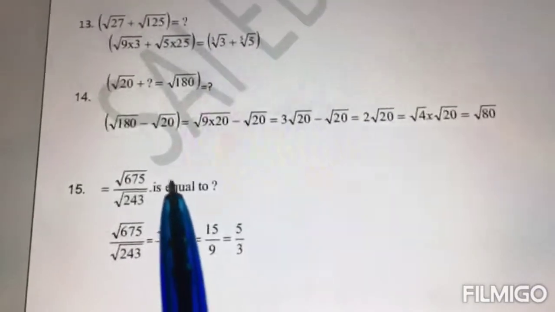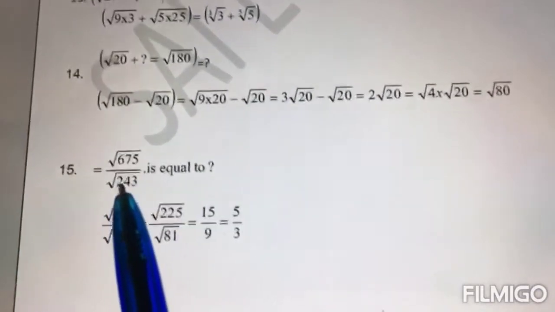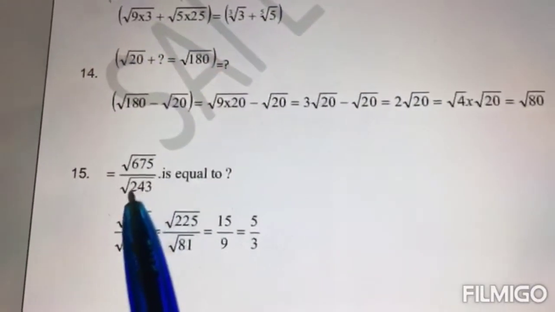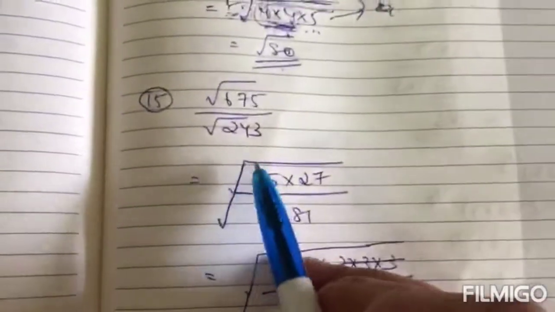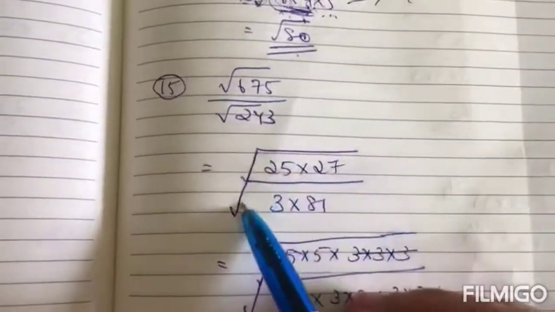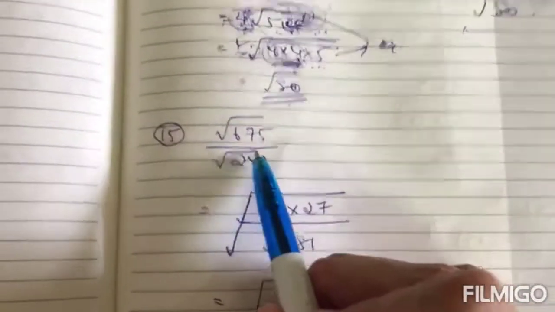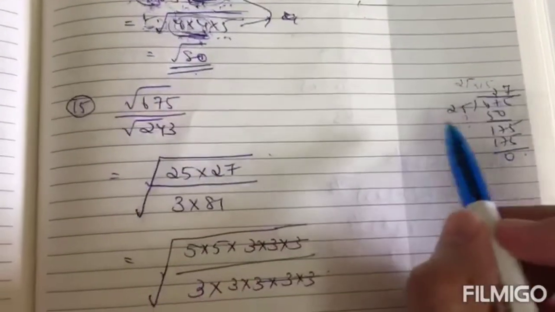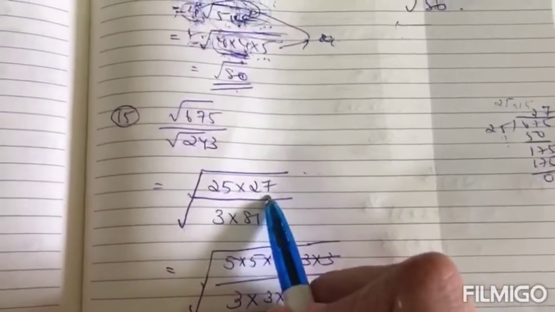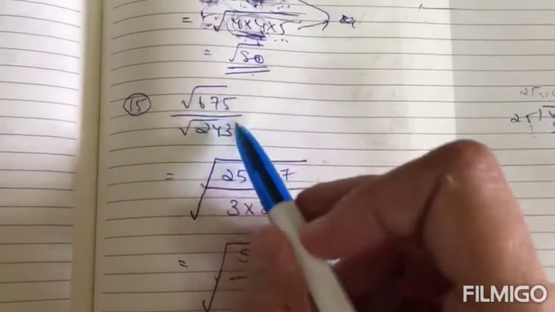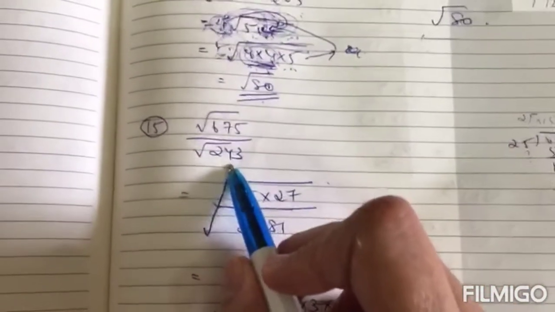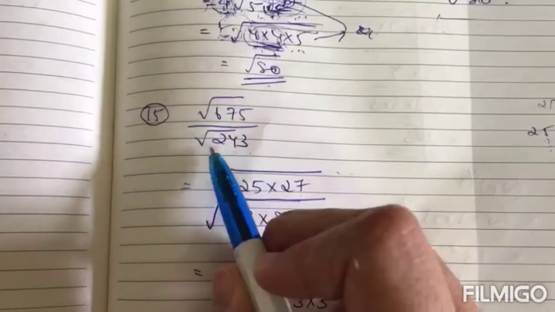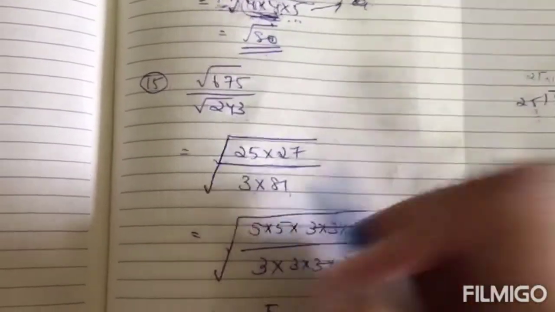Okay. Number 15. What is square root of 675 divided by square root of 243 equal to? All right. Put everything under a big square root sign. 675 can be written as 25 into 27. First try and simplify the numbers that are given. Okay, divided by, what is 243? Let us see if we can divide it by 3. Yes, it is 81. 3 into 81.